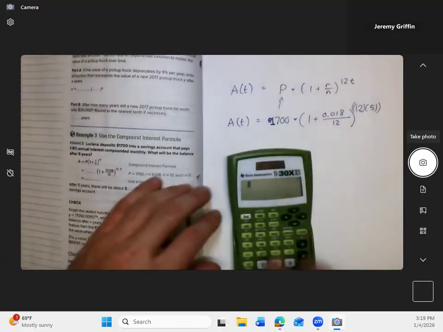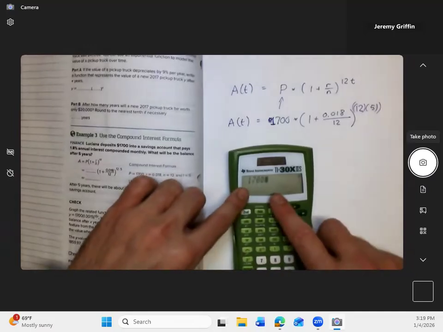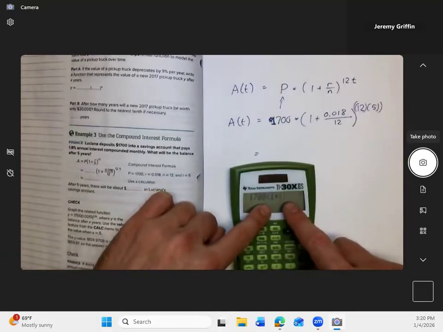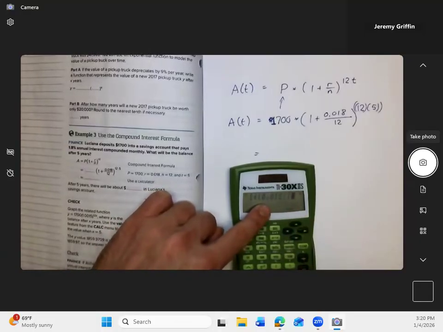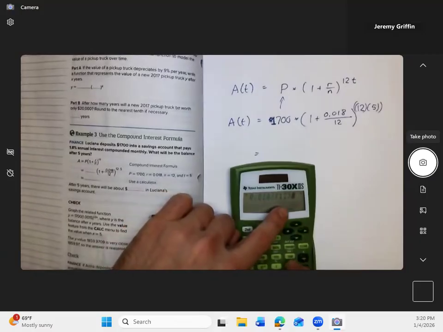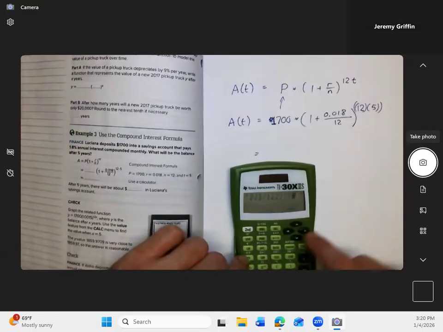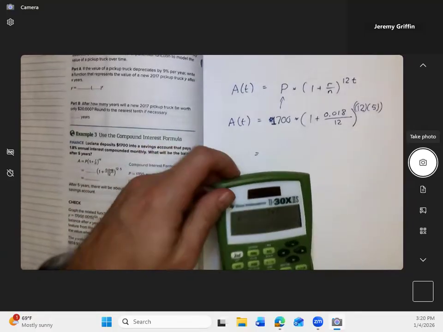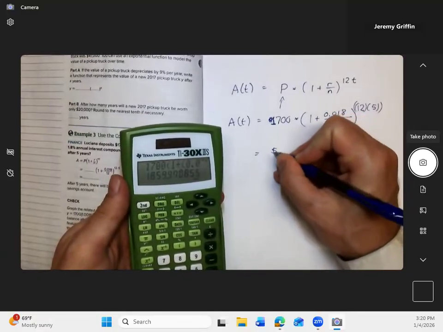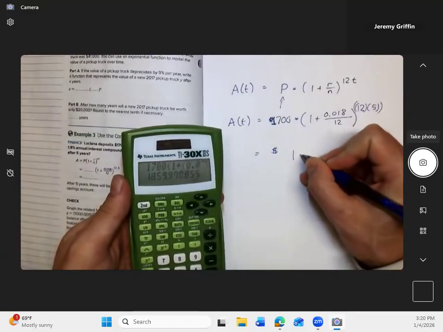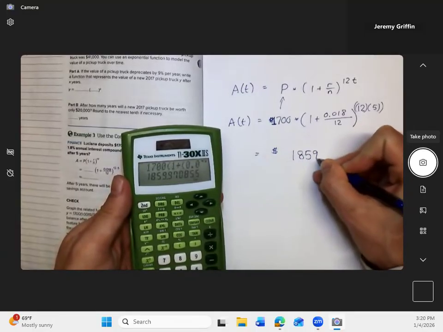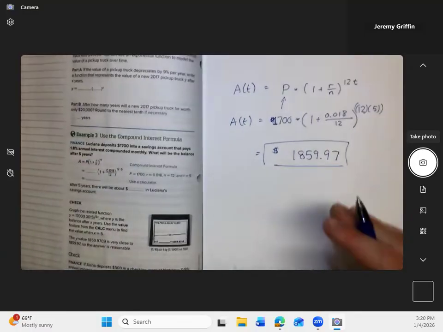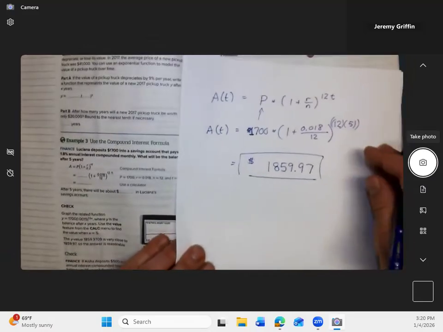So let's see, take $1,700, multiply by 1 plus, and then open a parenthesis, 0.018 over 12, close, and then power of, and a new parenthesis, 12 times 5, or 60 if you like. I'm looking at $1,859.97.